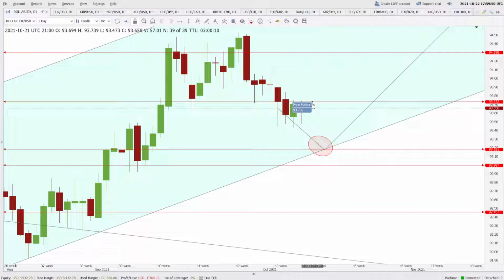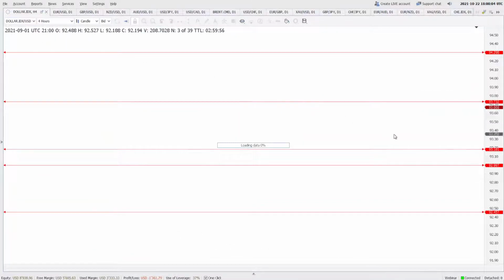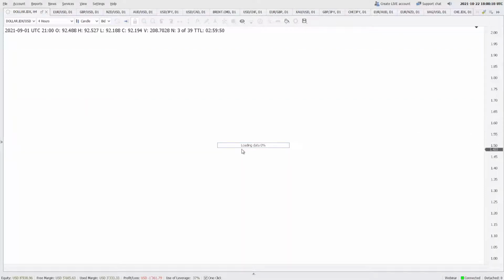the supply of the US dollar increases. When the supply increases, the price decreases, so the price starts going down. So this is how it works. Right now the resistance level is 93.73 and support is 93.18. On an intraday basis, we can see from the 4-hour chart what happened during the daytime. So the price is still loading data.